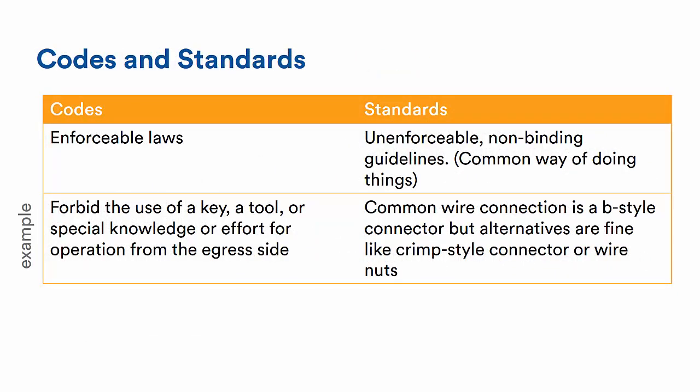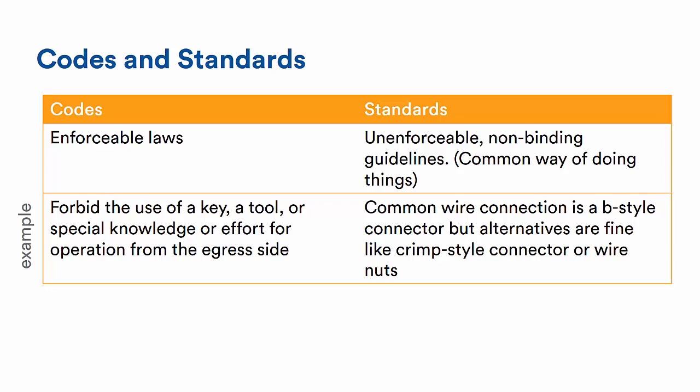So who creates codes and standards and who governs how an access control system is installed and configured? Now, every jurisdiction has codes and standards. Codes are enforceable laws, while standards are unenforceable, non-binding guidelines. Now, it's in every organization's best interest to comply with codes and follow standards that vary from jurisdiction to jurisdiction, especially if they want their certificate of occupancy.